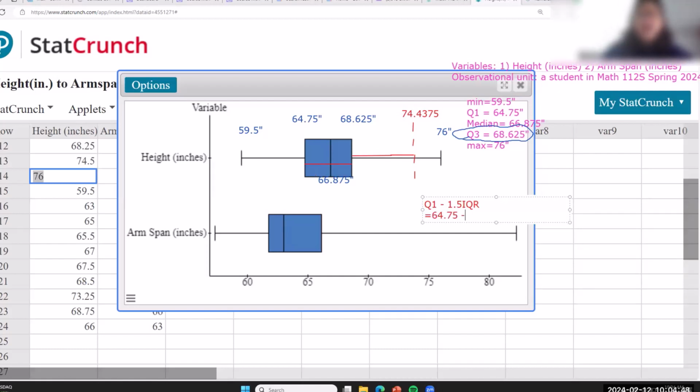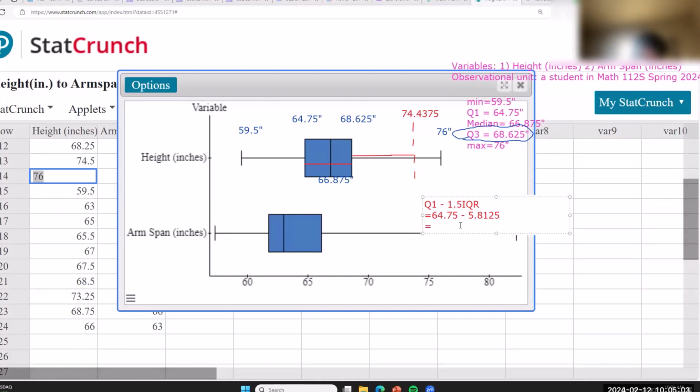And we're going to subtract, what was that amount we had? I'm already mad at myself for forgetting it. It's 5.8125. Is that right? Yeah, that's right. Okay, cool. And so when we subtract that, what do we get? 58.9375. 58.9375 inches.